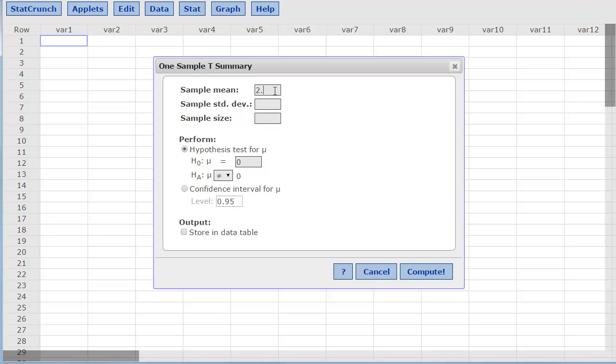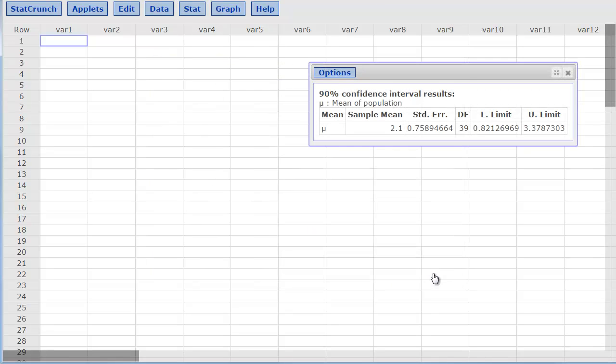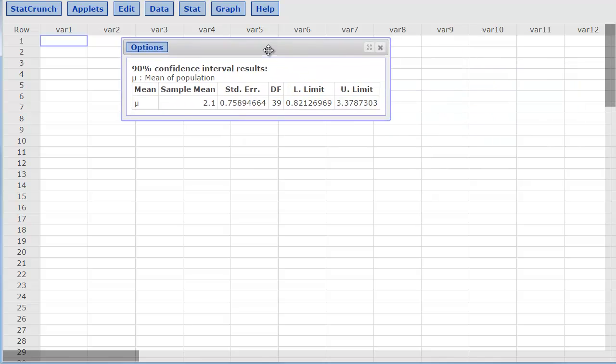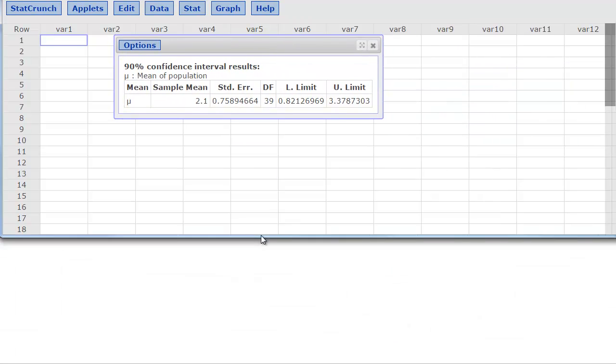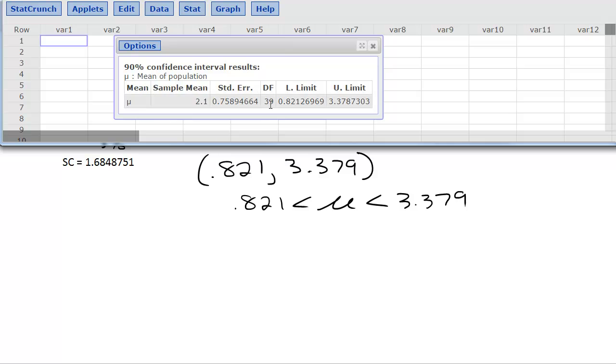Then we just have to give it all the information. It was a 2.1. Then we've got to give it the standard deviation from the sample, which is 4.8. The sample size was 40. We're not doing a hypothesis test, we're doing a confidence interval. We have to change the level because we want to do a 90%. Compute. And you will see that if I bring this up, same answers again.